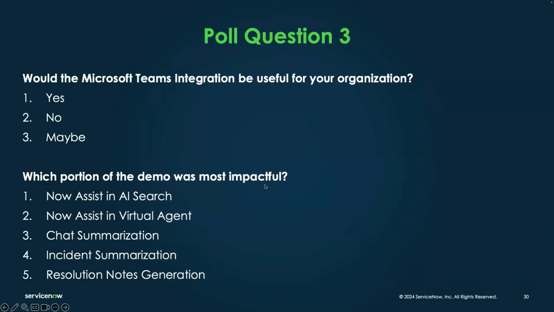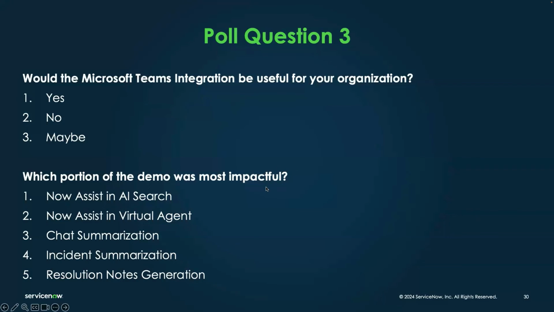So what we're seeing here is approximately 77% indicate that the Teams integration would be useful for their org, and 20% said maybe. Only 3 said no. 3% that is. So glad to see that. And then which portion of the demo was the most impactful? Looks like the top runner was Now Assistant Virtual Agent. Awesome. AI search looks like it's second.